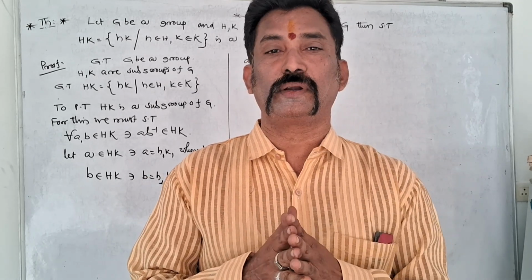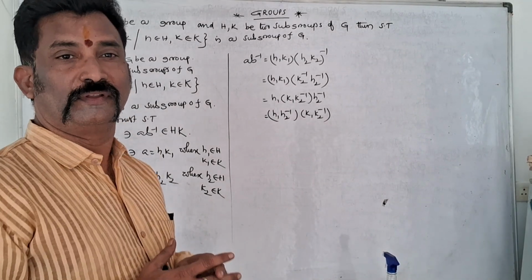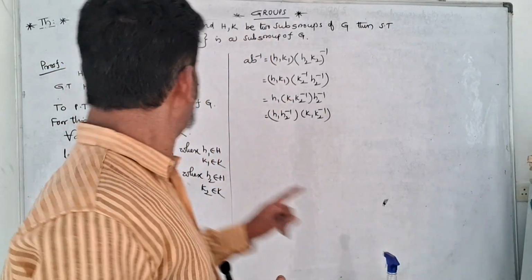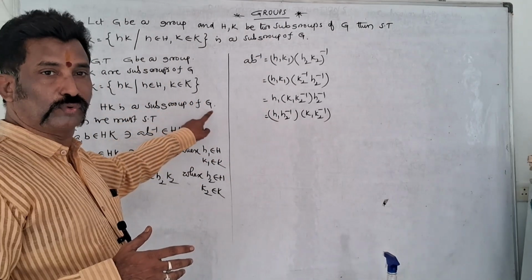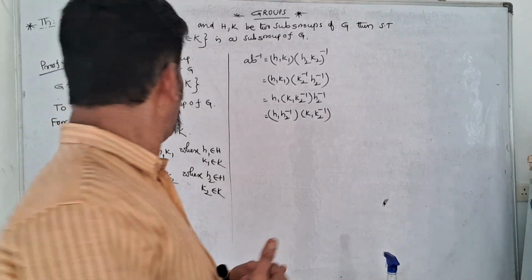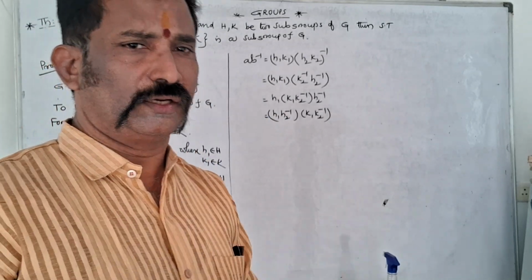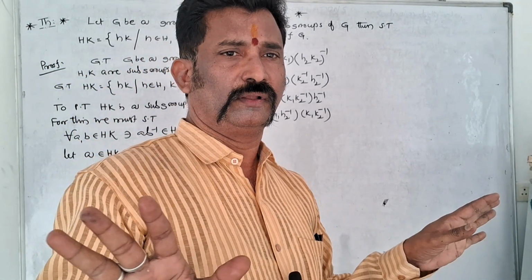By using that property, we have to show that HK is a subgroup of G. So to prove that HK is a subgroup of G, we must show that for all a, b belonging to HK, ab inverse belongs to HK. That is your only condition. Don't consider other conditions.